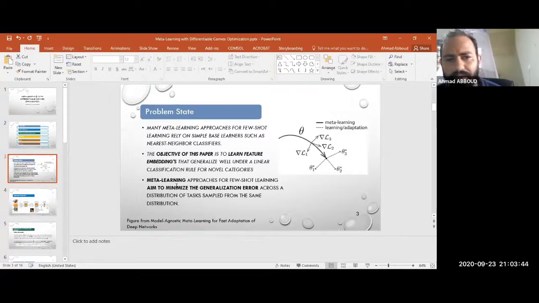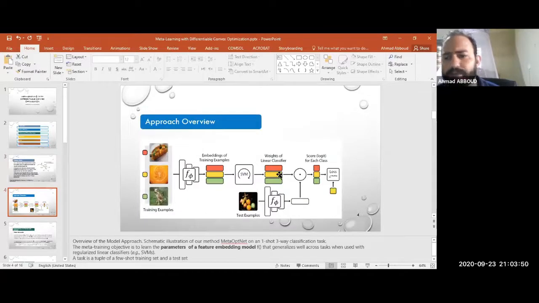So let's go directly to the approach taken by this paper. As you see here, this is the approach overview. You can see an overview of the model approach, a schematic illustration of the MetaOptNet, as they call it, which is here in this case a three-way, or three-class, problem. And here you can see the parameters of the feature embedding model, so the embedding of training examples. After that, there is a head, here in this case an SVM.